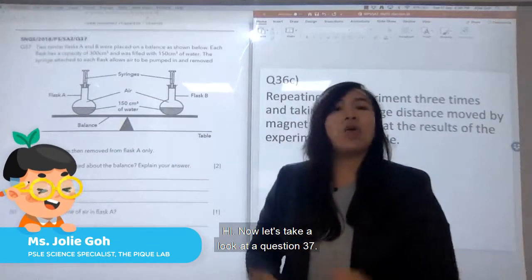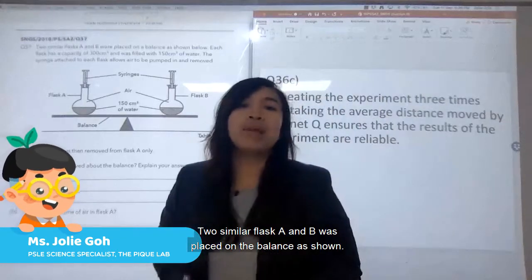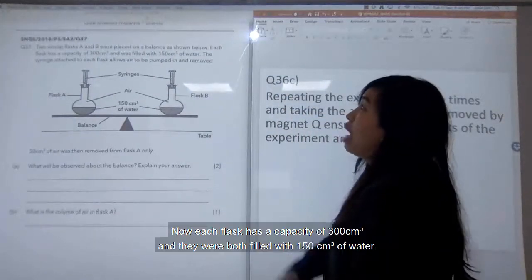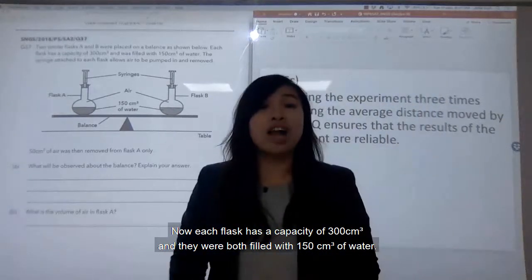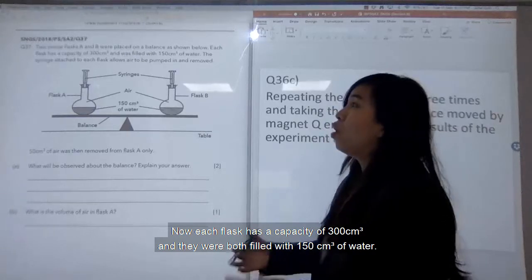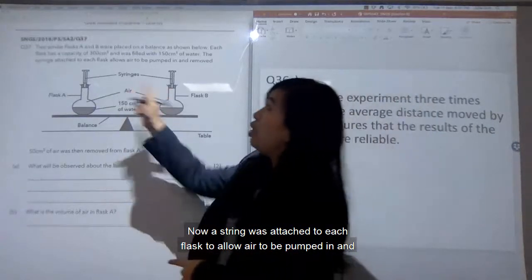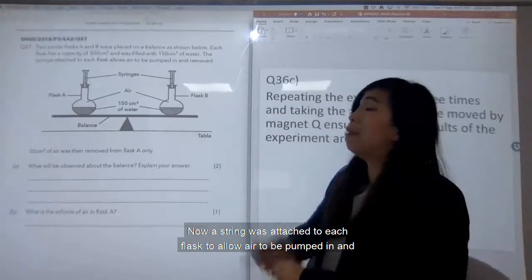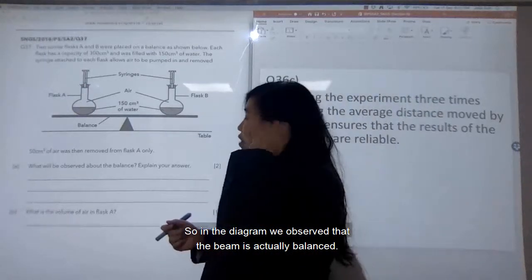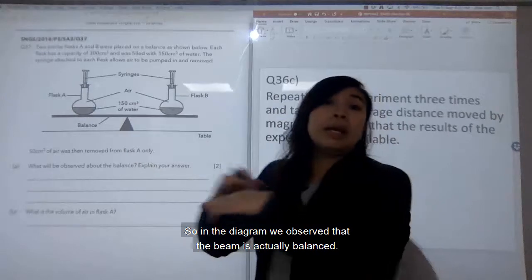Hi, now let's take a look at question 37. Two similar flasks A and B were placed on a balance as shown. Each flask has a capacity of 300 cm cube and they were both filled with 150 cm cube of water. A syringe was attached to each flask to allow air to be pumped in and removed. In the diagram we observe that the beam is actually balanced.